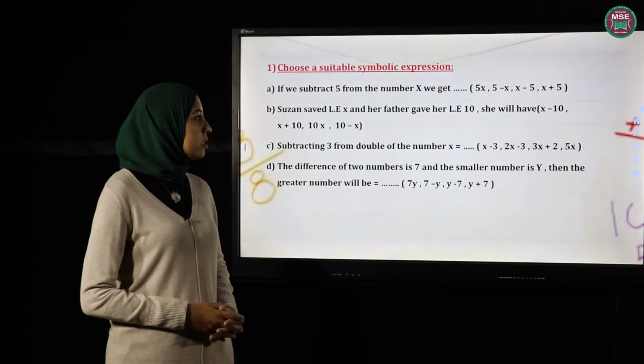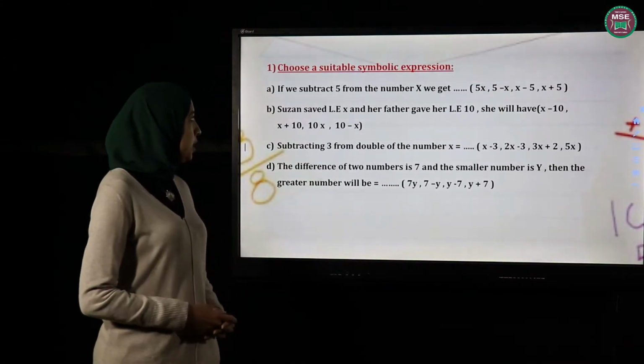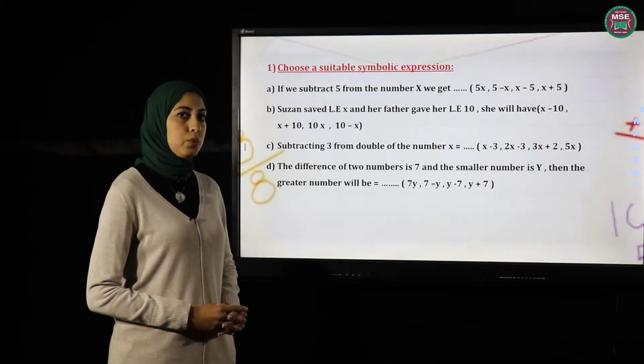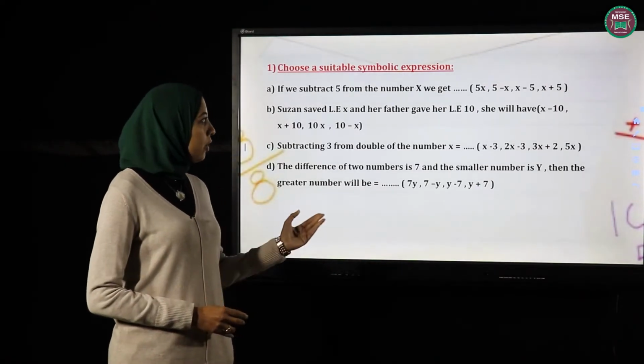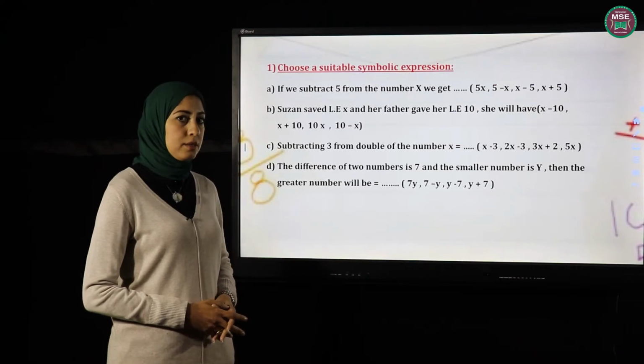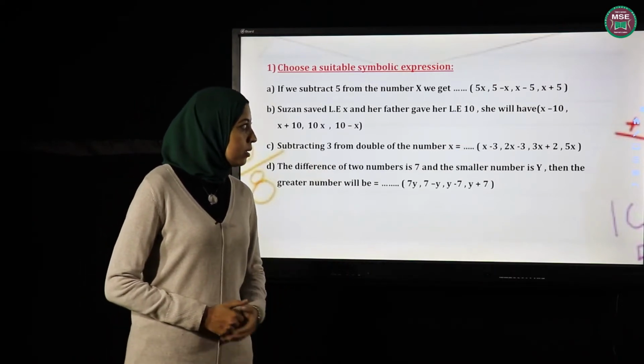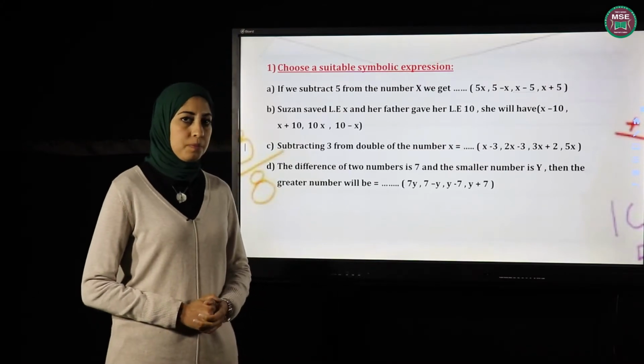Choose the suitable symbolic expression. Number A, if we subtract 5 from the number x, we will get what? 5 from the number x. I have to write x first. So the answer will be x minus 5.